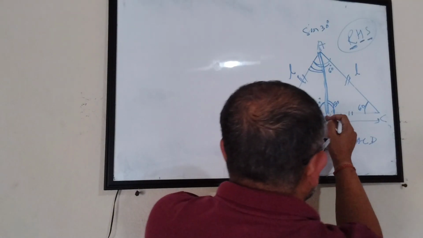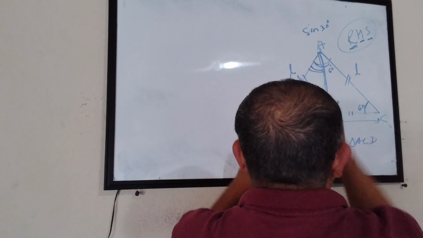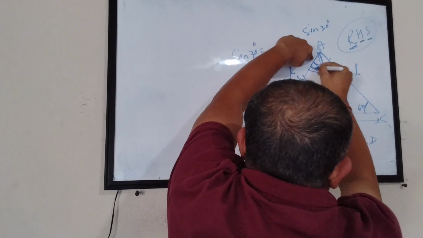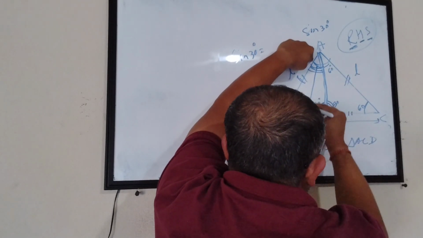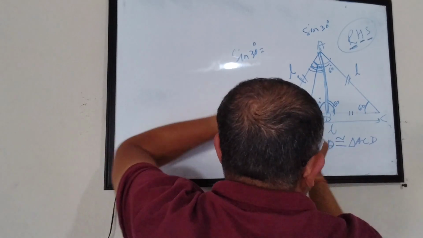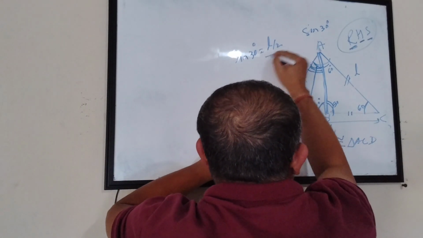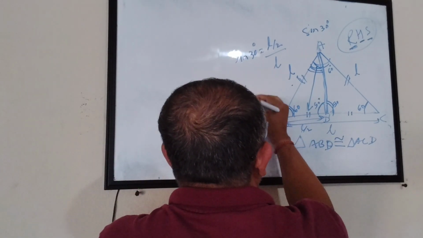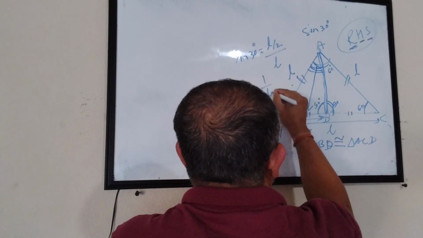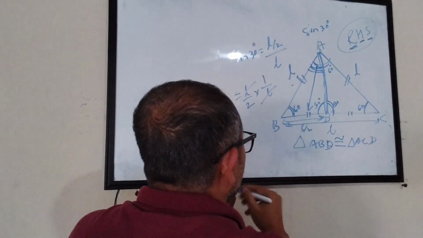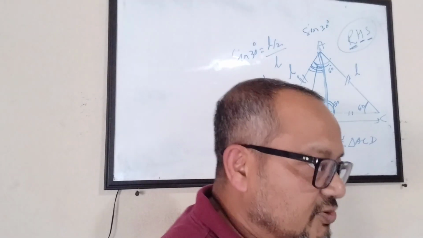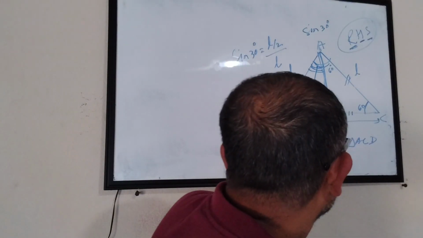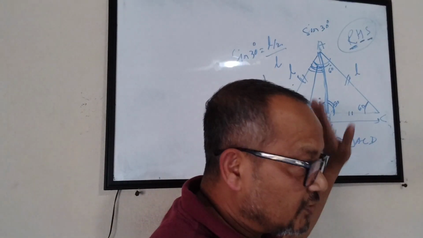Now we found out this is L by 2, half of this length. Sine 30, this is my 30 degree angle. So sine of 30 will be the side opposite to this divided by the hypotenuse. The side opposite is L by 2 divided by hypotenuse L. L by 2 divided by L becomes L by 2 into 1 by L. This flips, and then cross-cancel, and what you get is 1 by 2. Sine 30 equals 1 by 2.